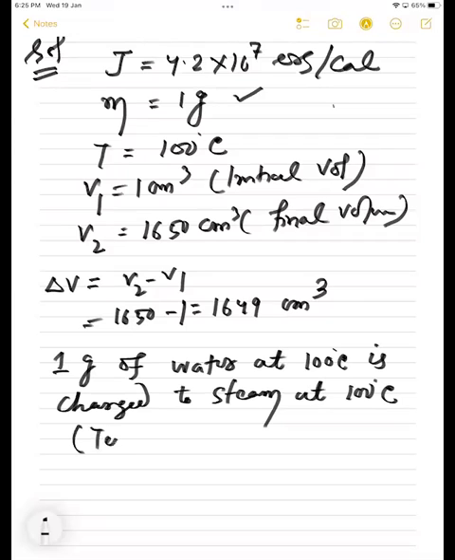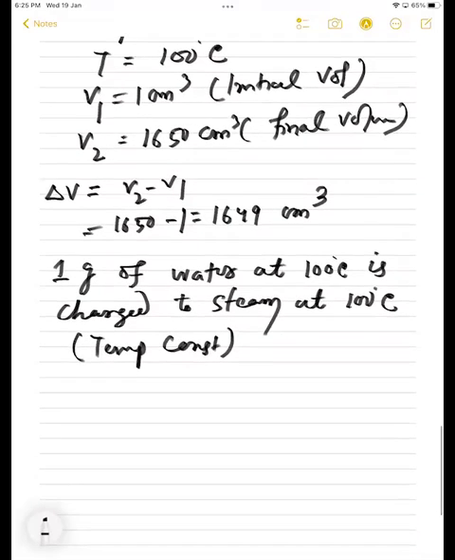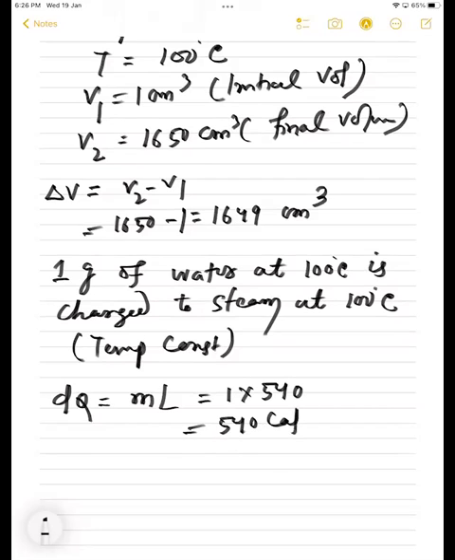Here temperature remains constant, so you cannot put Q is equal to m c delta T, right? So you will put here Q is equal to mL. So delta Q, how to calculate? mL. If temperature will be changing, then we will be putting m c delta T. So that is 1 into 540, that is equal to 540 calorie. If I convert this into erg, then 540 into 4.2 into 10 to the power 7, as per the question given, this much erg of heat is required.